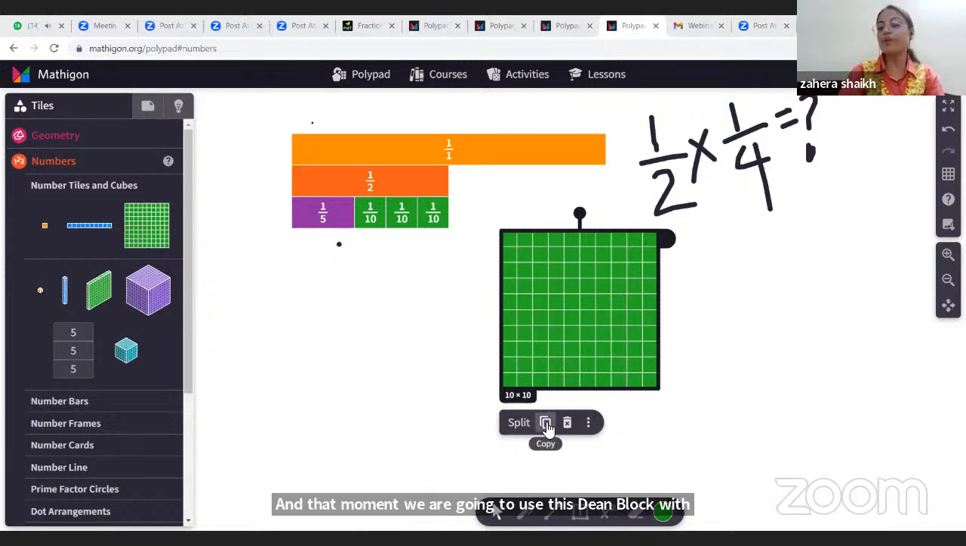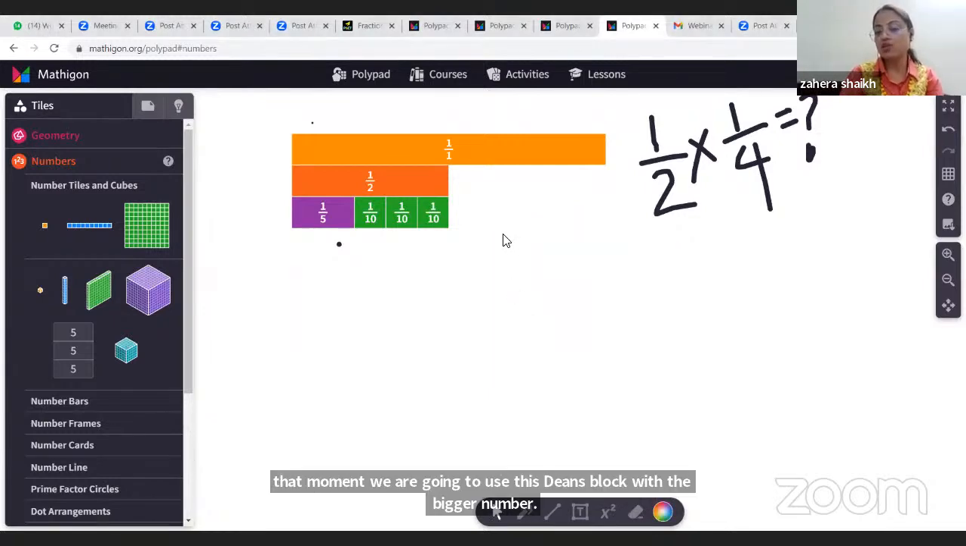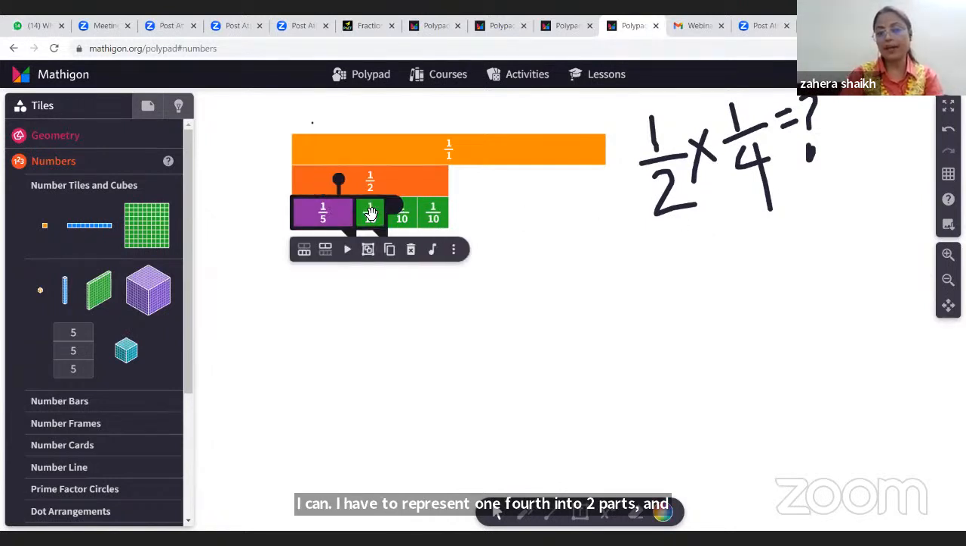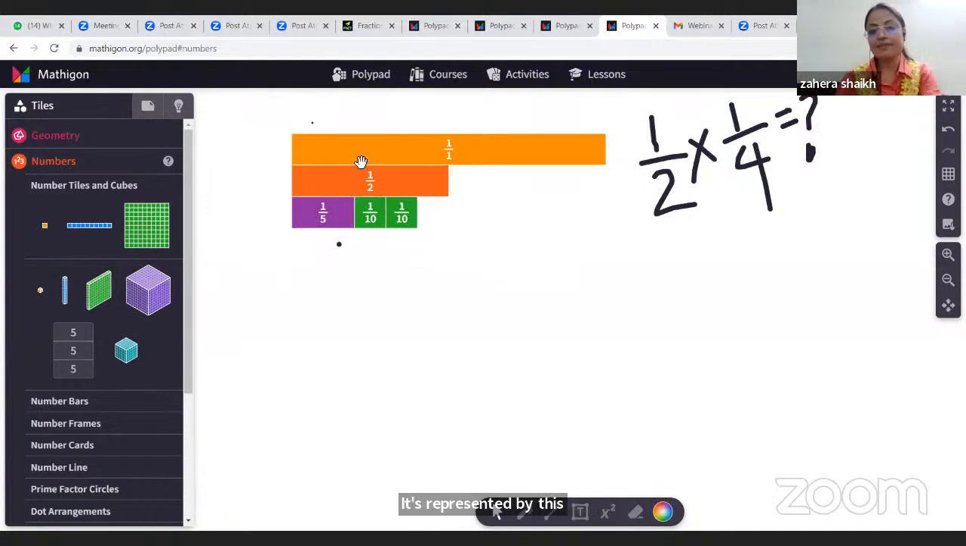But before we move to the bigger numbers, the children should have clarity about the fractions, how they can solve, and what these number statements mean. They need to understand, and only then can they work on these big numbers efficiently. So this half into 1/4 gives me an understanding that I have to take half of 1/4. I have to represent 1/4 in two parts, and see what one part is. Okay, so let me remove these tiles.